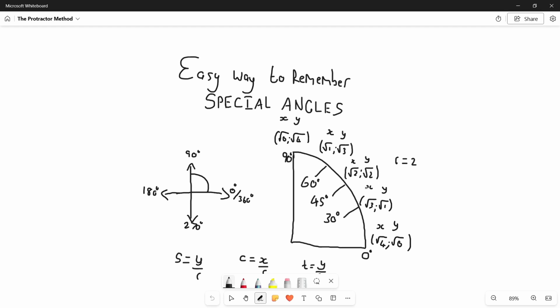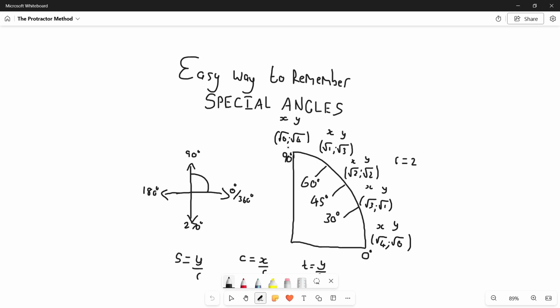Grade 11s and 12s, this is the easiest way I've found to remember special angles, and this works the best for most of my students as well. Some prefer the lower table, but most of them prefer the protractor over here, because in trig, we have our Cartesian plane unwinding from 0 to 90 to 180 to 270 and back to 360.